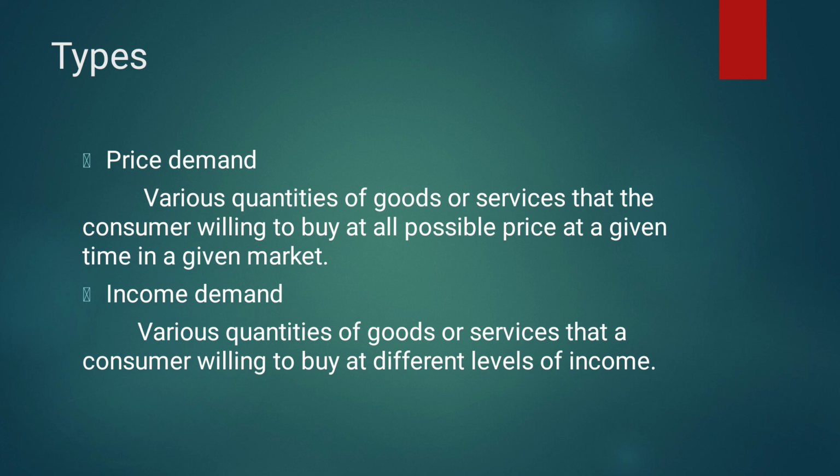The second one is income demand. It refers to various quantities of goods and services which could be purchased by the consumers at various levels of income. Here also, the price of interrelated goods and taste and preference and desires of consumers do not change.